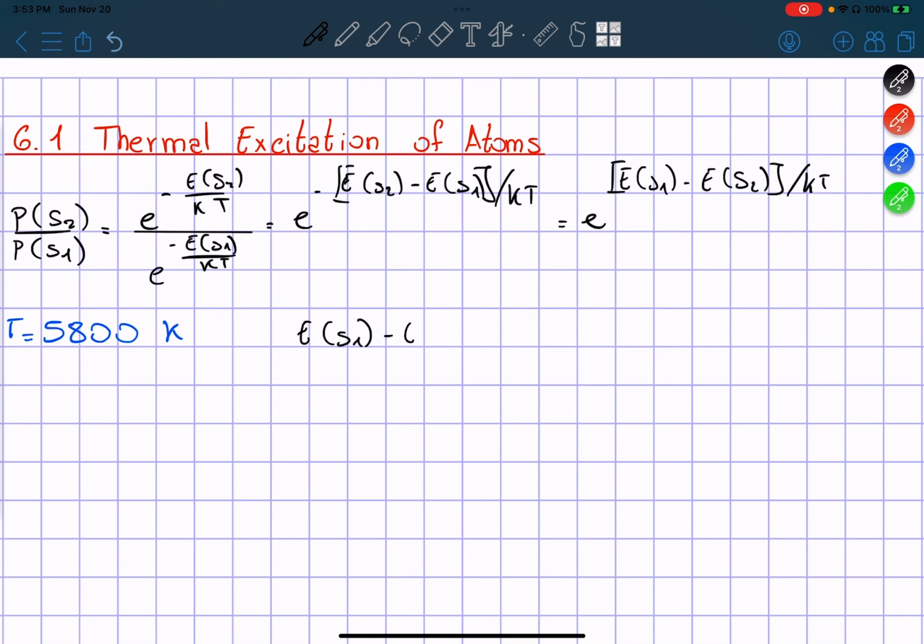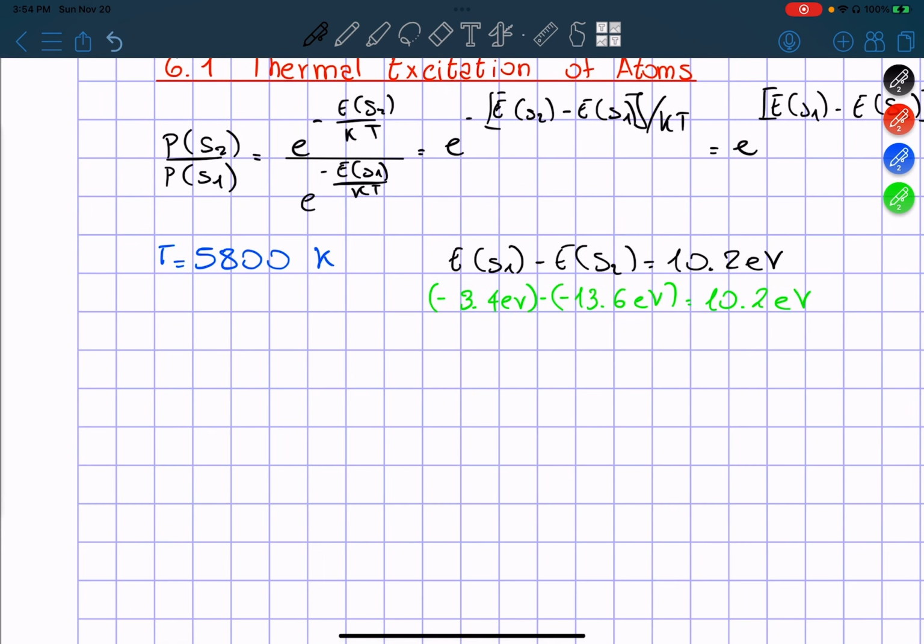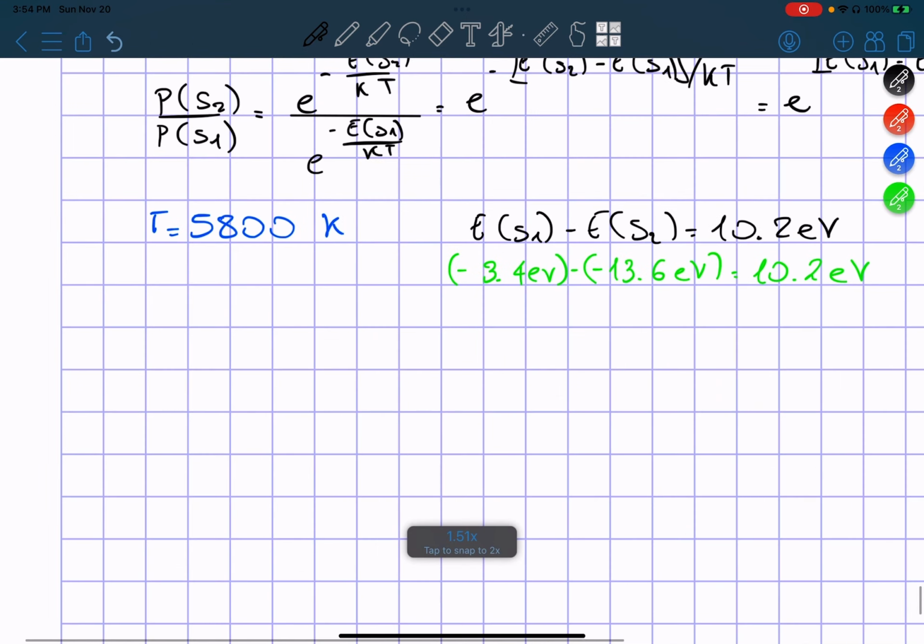E_S1 minus E_S2, is equal to 10.2 electron volts, because E_S1 is equal to negative 3.4 and E_S2 is equal to negative 13.6, which we talked about in electron volts, subtracting in between, so it's equal to 10.2 electron volts. There we go.